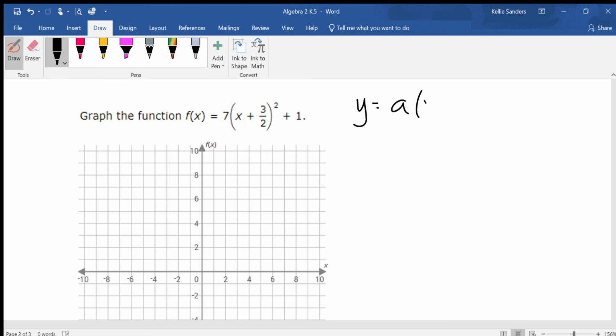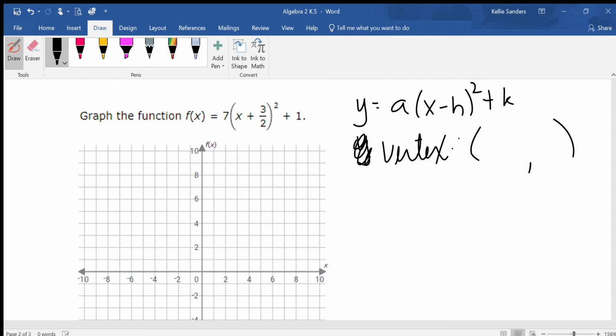y equals a times x minus h squared plus k. So this is vertex form, so your vertex is switching the h, so it's negative 3 over 2, keeping the k, which is 1. Don't freak out because it's a fraction. What is 3 over 2? 3 over 2 is 1 and 1/2. So this is negative 1 and 1/2. And IXL does the halves for you. So negative 1.5 and 1, it's going to be right there. It's going to be kind of awkward, but it's going to be right there.